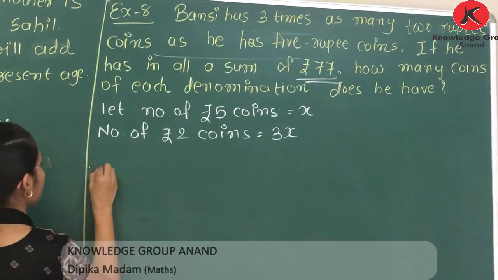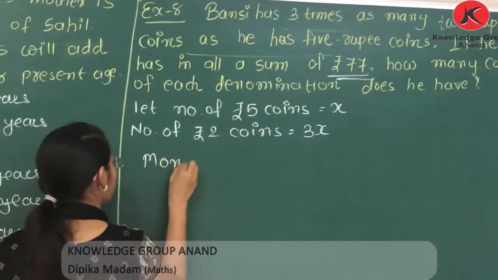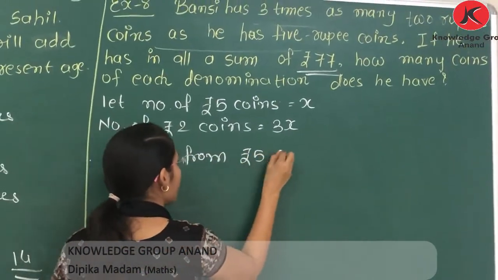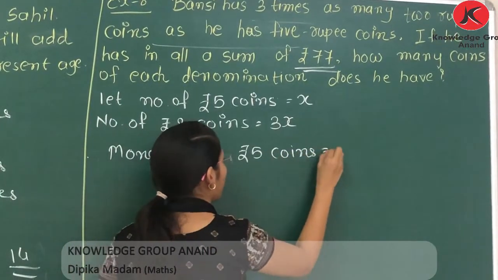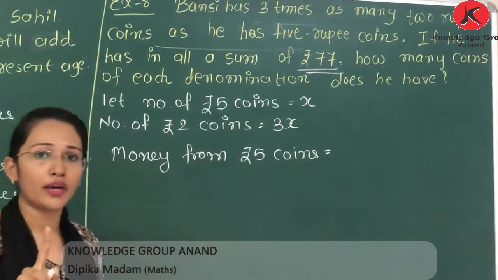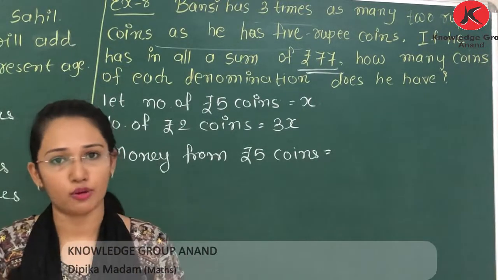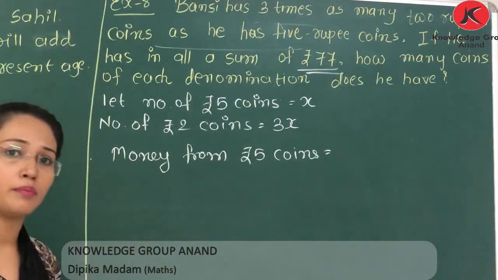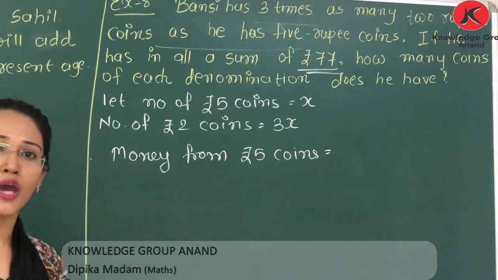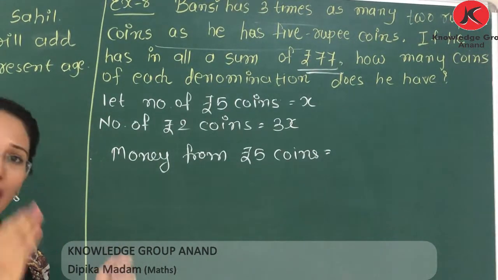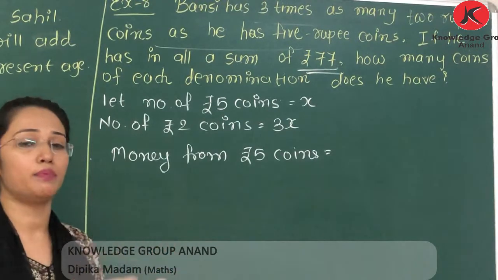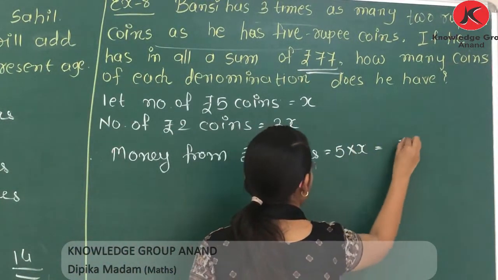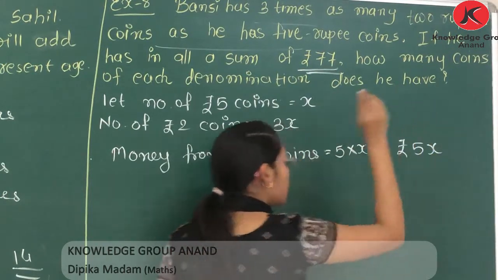So money from 5 rupees coins. If there is one coin of 5 rupees, it means 5 rupees. Two coins of 5 rupees means 10 rupees. 4 coins means 20 rupees. So if we have x coins, it means x multiplied by 5. So we have 5 multiplied by x, that is 5x rupees.